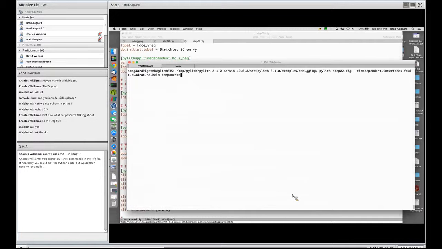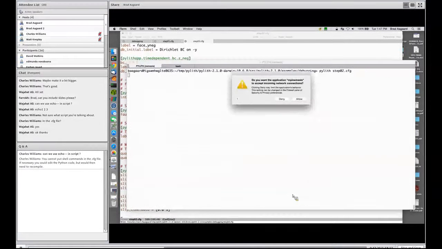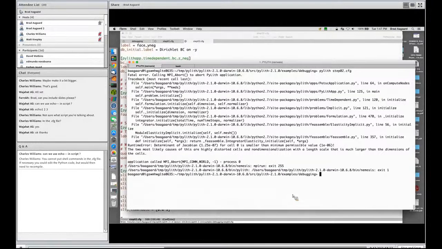So let's try running step 2 again. And I get another error. It says determinant of Jacobian 1 times 10 to the minus 7 for cell 0 is smaller than minimum proportional value of 1 times 10 to the minus 6. The two most likely causes of this are highly distorted cells and non-dimensionalization with a length scale that is much larger than the dimensions of the cells. This was mentioned in this morning session in terms of a question about these Jacobians being smaller than the permissible value. So let's look and see what our length scales are.